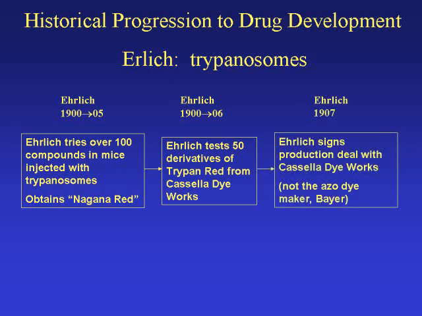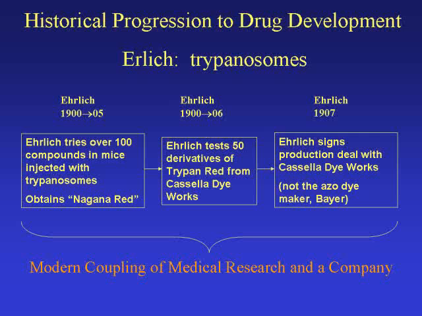By 1907, Ehrlich had a production deal with Casella Dye Works to produce an organic dye as a medicine for trypanosomes. He did not use the azo dye maker Bayer that had been the source of many of his other organic compounds. The company Bayer is also known today by many people as Bayer Pharmaceutical Company. So by 1907, we have a full drug development pipeline, including the modern coupling of medical research and a pharmaceutical company.